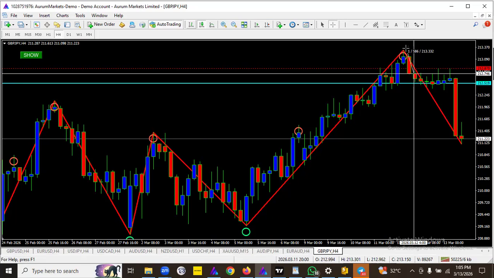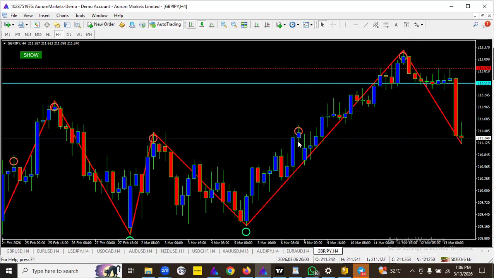You must stick to the rules. If you apply 1-to-1 risk reward, you might not be profitable in the long run. It has to be 1 to 2. So you risk 50 something, you go for 100 and something pips. This was achieved. This one failed.